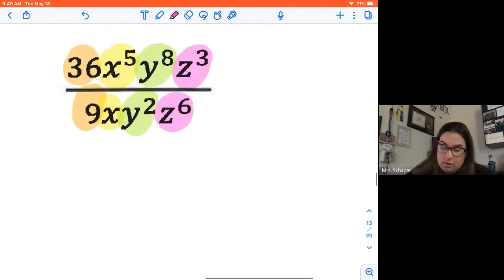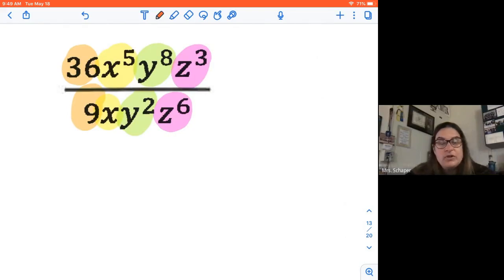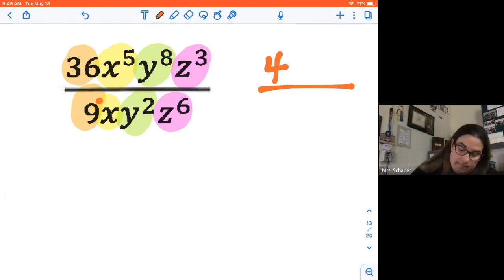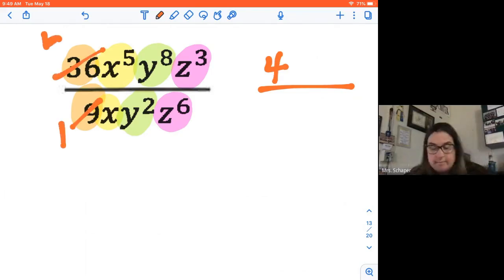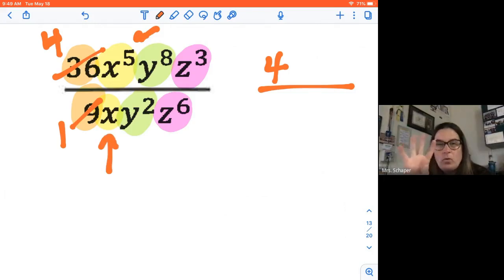Okay. So starting with my numbers, 36 over 9. That's going to simplify to be 4. 9 into 9 once, 9 into 36 4 times. Now I'm going to look at the x's. We have x to the 5th in the numerator. I have 1x in the denominator. That tells me I have 4 more in the numerator, so x to the 4th up here.